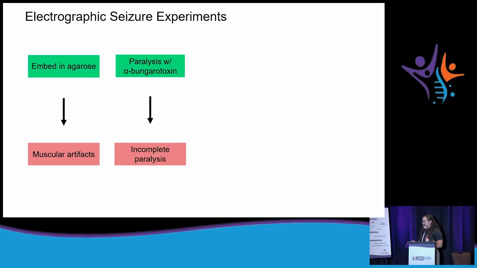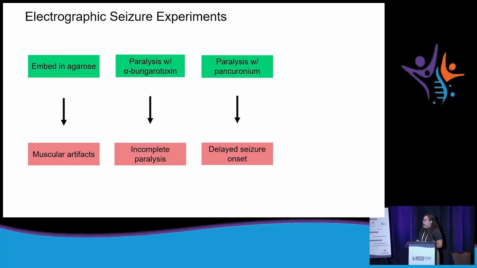So I moved to paralyzing the animals, and I first started with alpha-bungarotoxin, which blocks nicotinic acetylcholine receptors, and for some odd reason, I had a lot of trouble getting consistent paralysis of the animals. So I tried another paralytic. I moved to pancuronium, which is also often used in studies like this, and it's an antagonist of nicotinic acetylcholine receptors. And I was able to successfully paralyze the animals, but then I wouldn't see seizure-like activity until over an hour after treating them with PTZ, which was odd and also diverged from the literature.